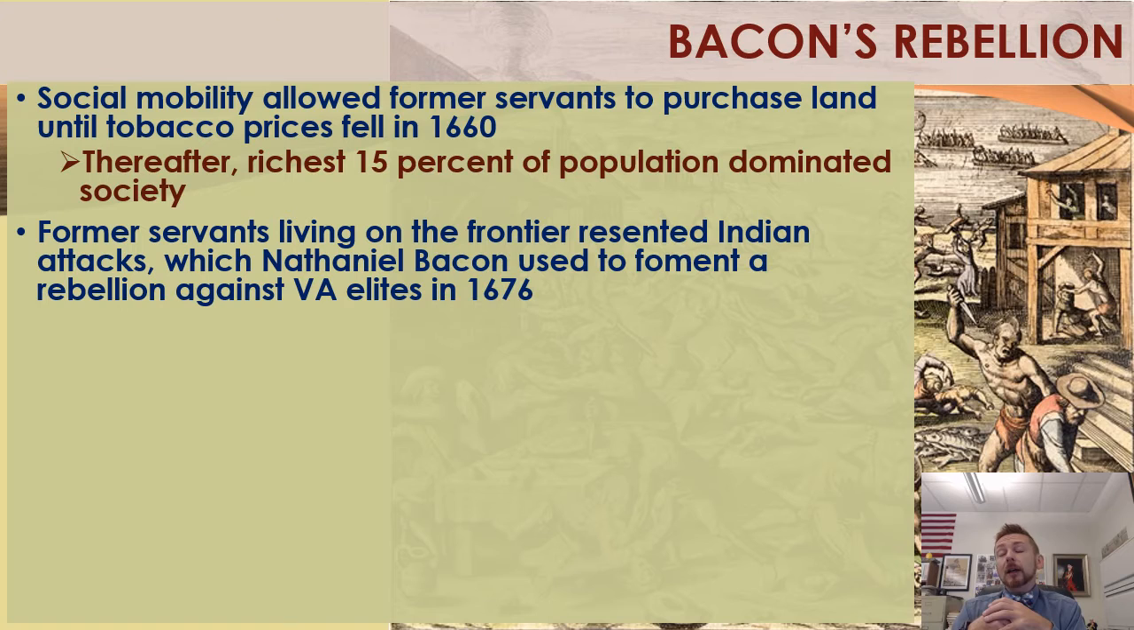The people living on the frontier then turned to the government of Virginia, those elite rich people, and said, why aren't you protecting us from these natives? And the elite said, well, you'll see, we make money off trade with the natives.